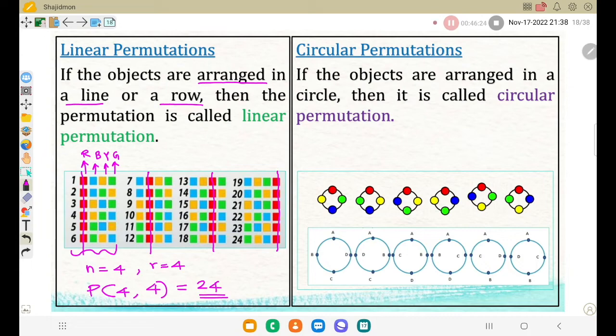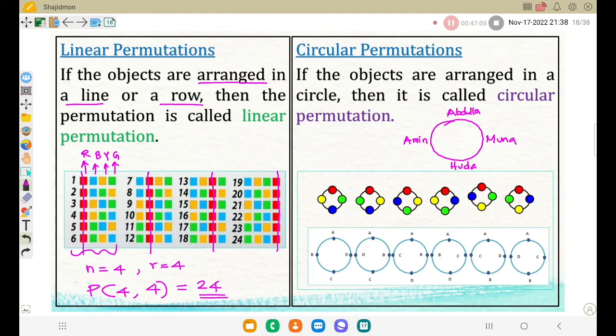Now if the objects are arranged in a circle, what happens? You know circular meetings are when we conduct a meeting in a circle, correct? That means people are sitting around a table. The first person, for example Abdullah, is sitting here, and the second person Amin is sitting here. The third one Huda is sitting here. The fourth one Muna, she is sitting here. So Abdullah, Amin, Huda and Muna are sitting around a table. How many ways can they be arranged around this table? That is what we call circular permutation.